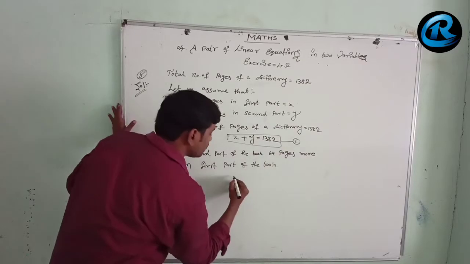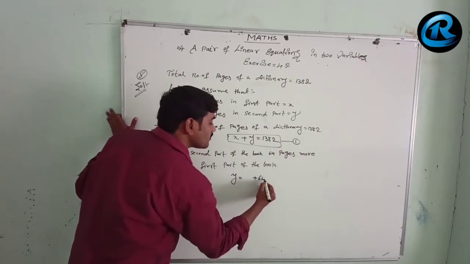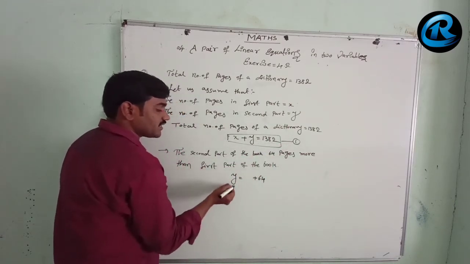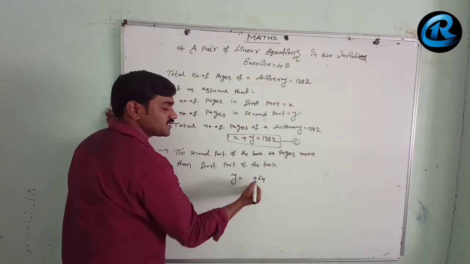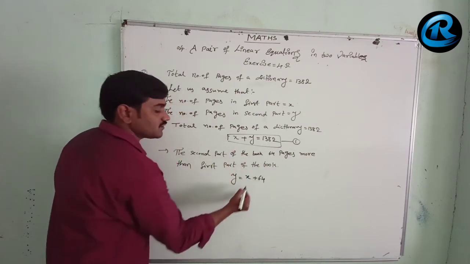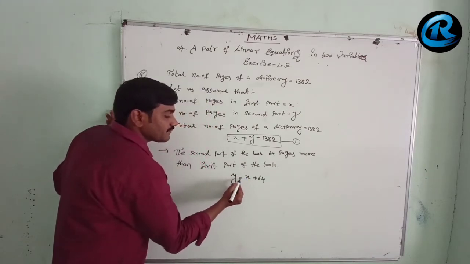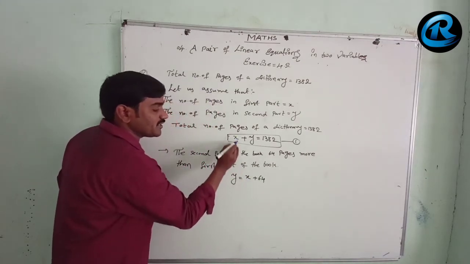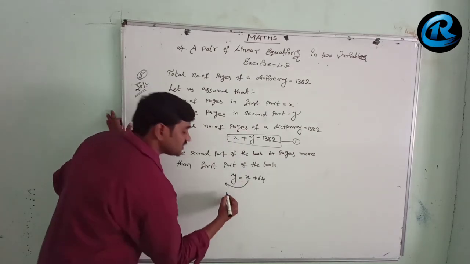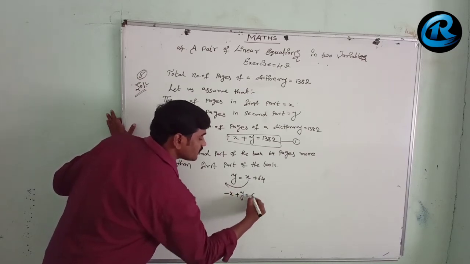So what is the second part? That is 64 pages more, so plus 64. Comparing to the first part, in first part we have x pages. So what we do now, very simple. This x you bring this side, plus x becomes minus x. We write minus x, here it is plus y already, equal to 64.